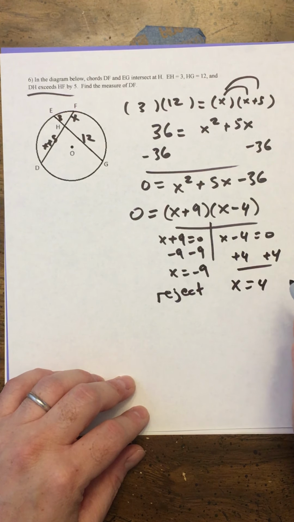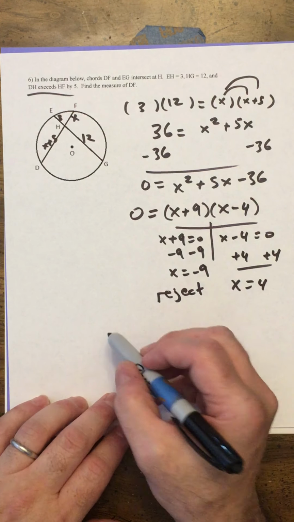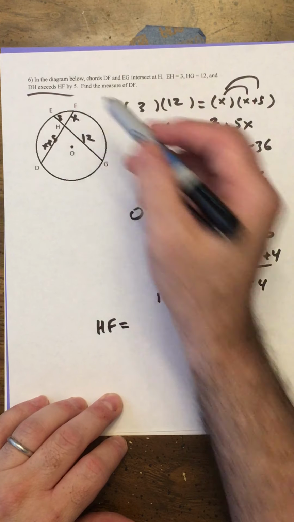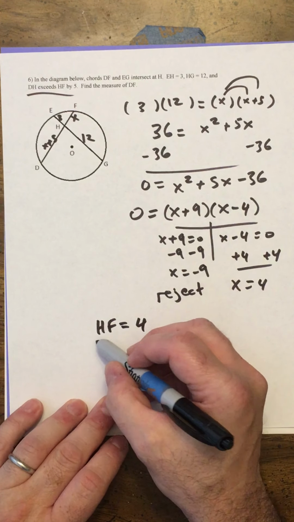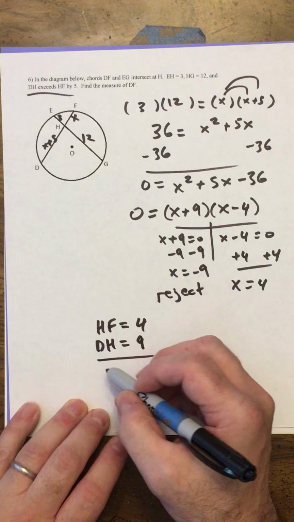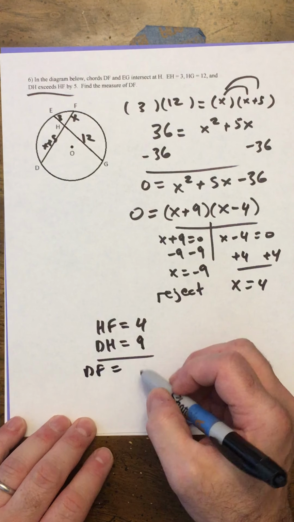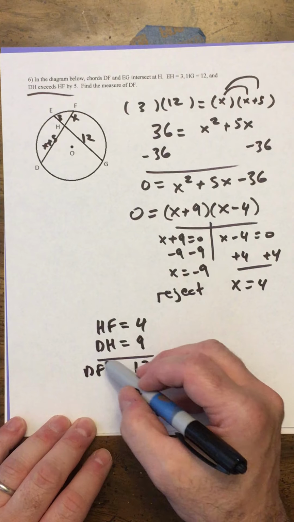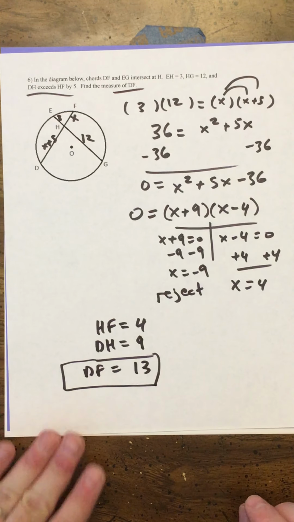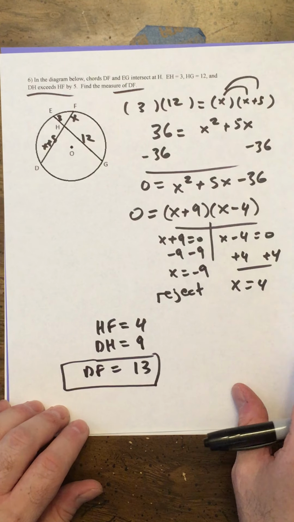So what are we looking for? We're looking for DF, but we know that HF is going to be 4. DH is 4 plus 5, which is 9. And therefore, DF, the sum of these two numbers, is 13. So DF, that's the answer to this problem, is 13. So that's how you do these types of problems. We're going to take a look at another type of problem next.